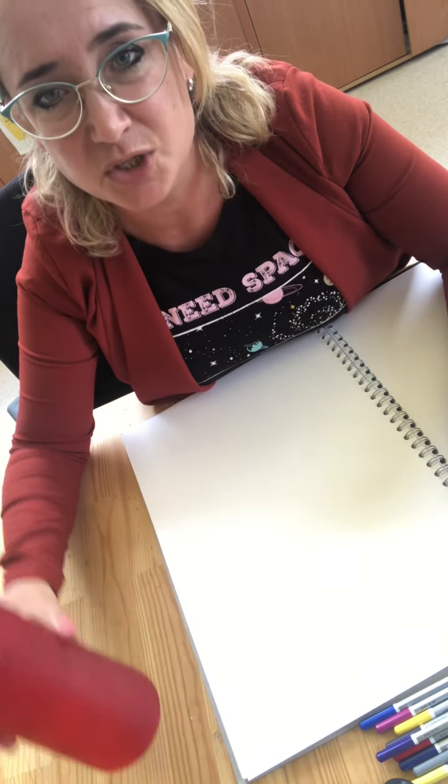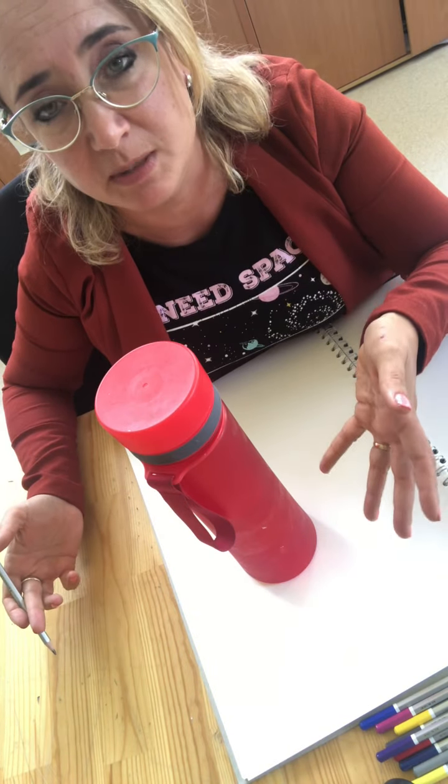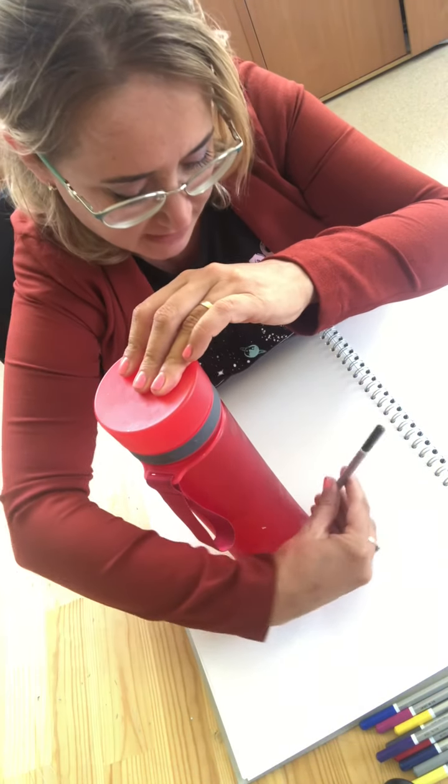Now, to make the circle shape of Sputnik, you could just use, I'm going to use my drink bottle. If you want, you can do something circular or sellotape.